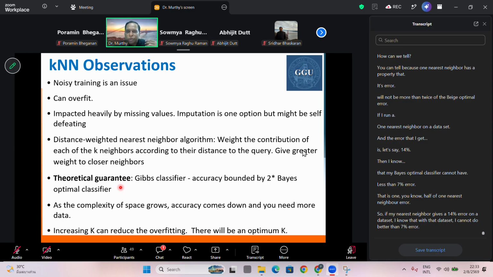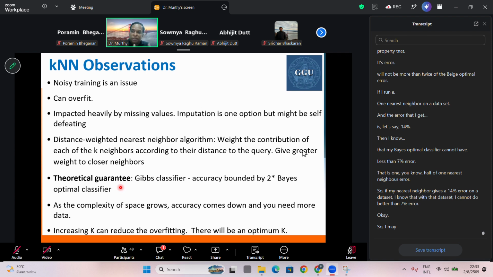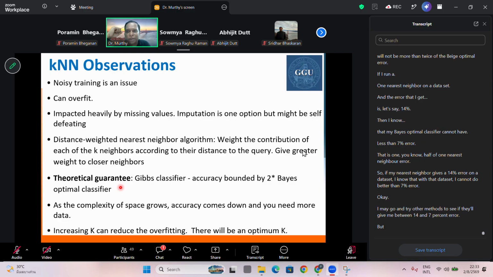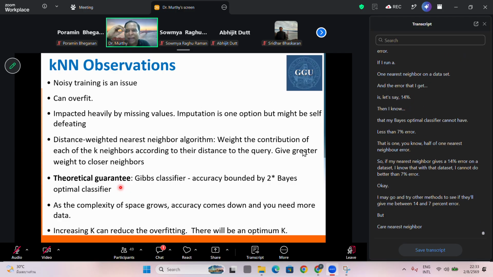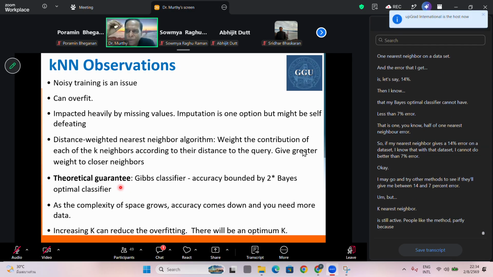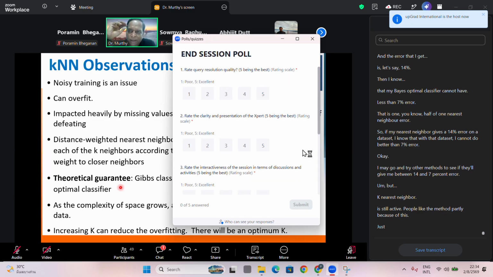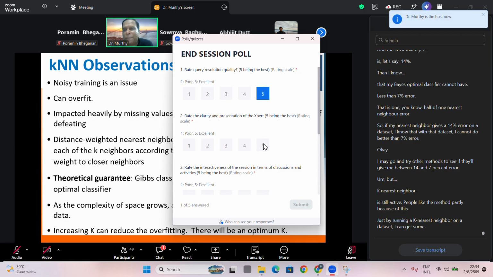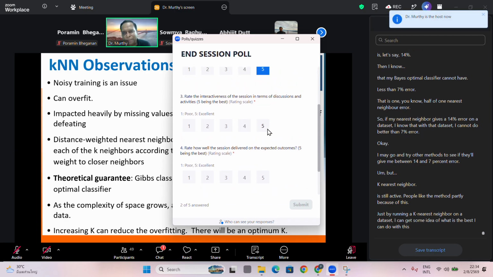Okay. So I may go and try other methods to see if they will give me between 14 and 7% error. But K nearest neighbor is still active. People like the method partly because of this. Just by running a K nearest neighbor on a data set, I can get some idea of what is the best I can do with this data set.